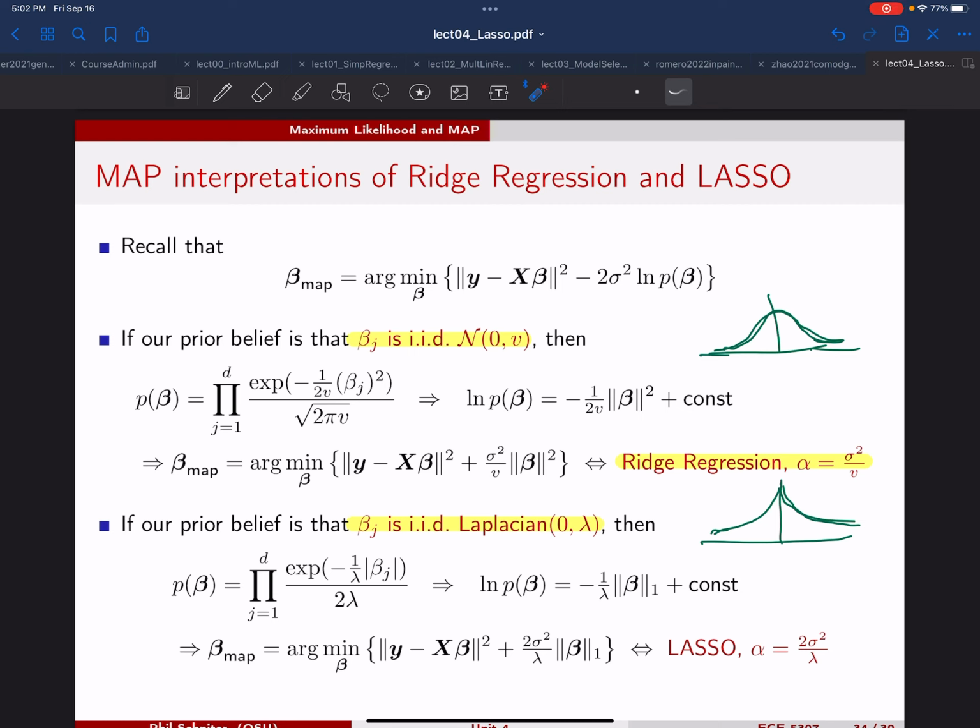So now we have a way of interpreting lasso as Gaussian measurement noise and a prior belief that the betas should often be 0, but once in a while it can be some pretty big values, Laplacian. And that gives us lasso with a particular value for alpha. All right, any questions on this?